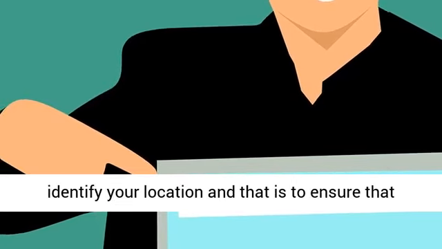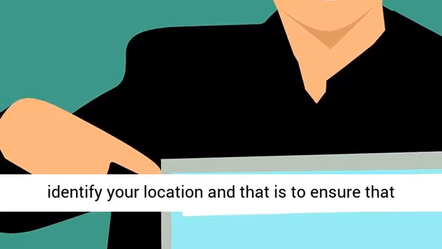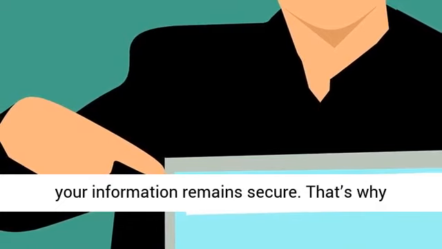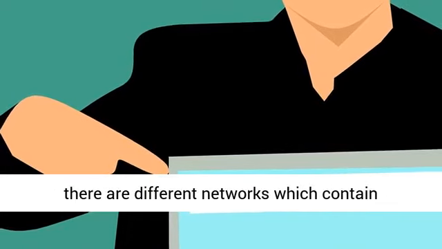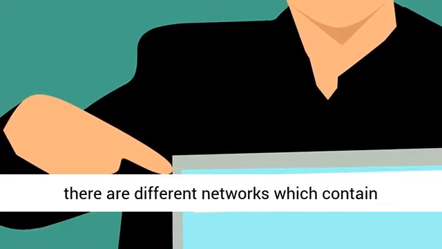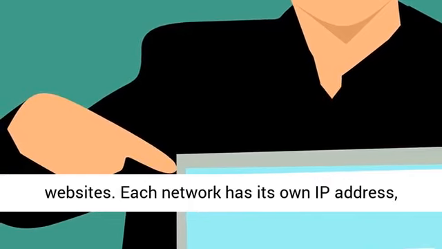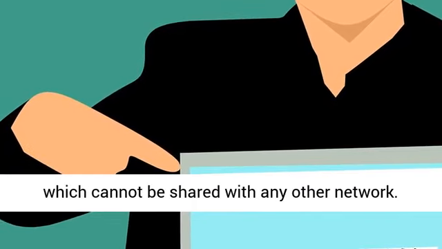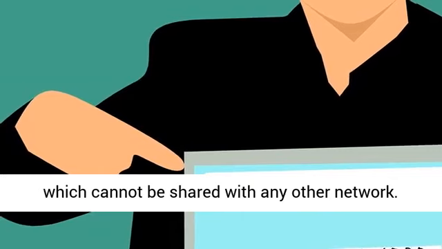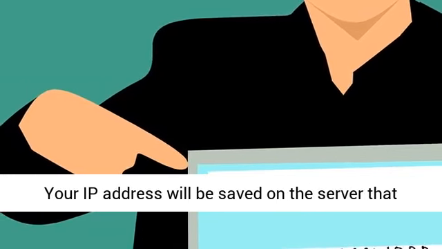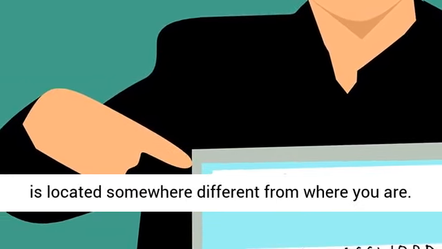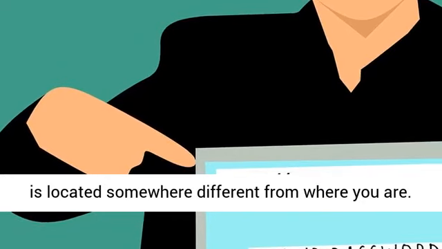Third, the purpose of this is to identify your location, and that is to ensure that your information remains secure. That's why there are different networks which contain websites. Each network has its own IP address, which cannot be shared with any other network. Your IP address will be saved on a server that is located somewhere different from where you are.